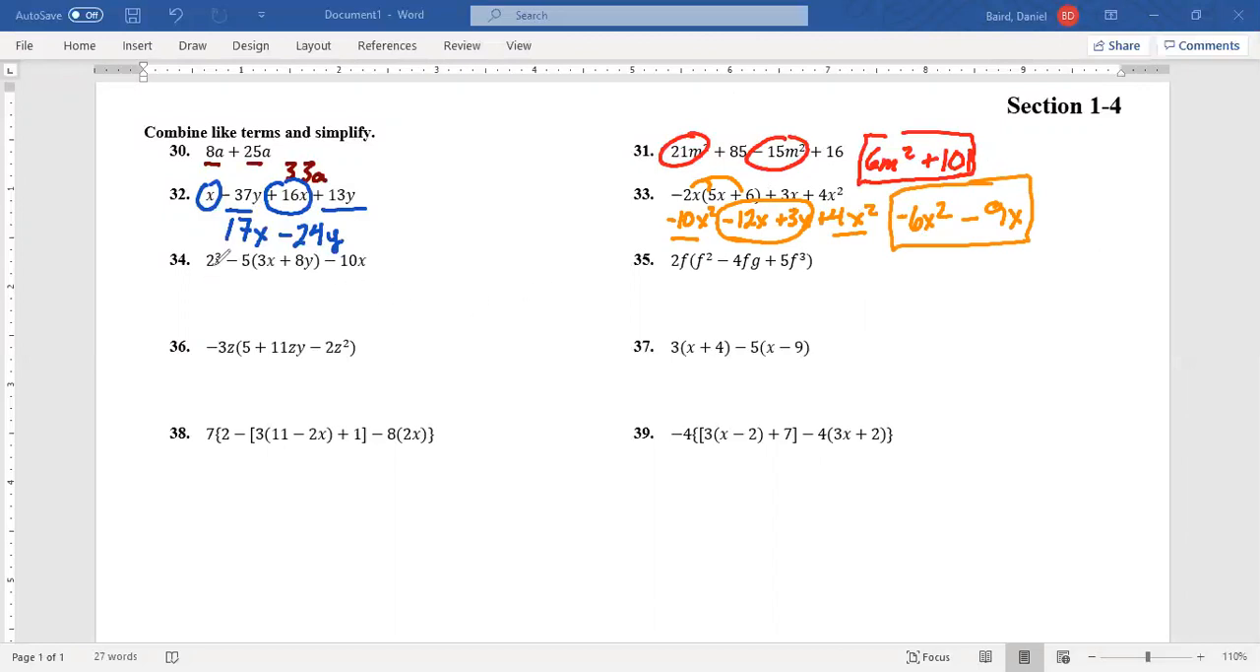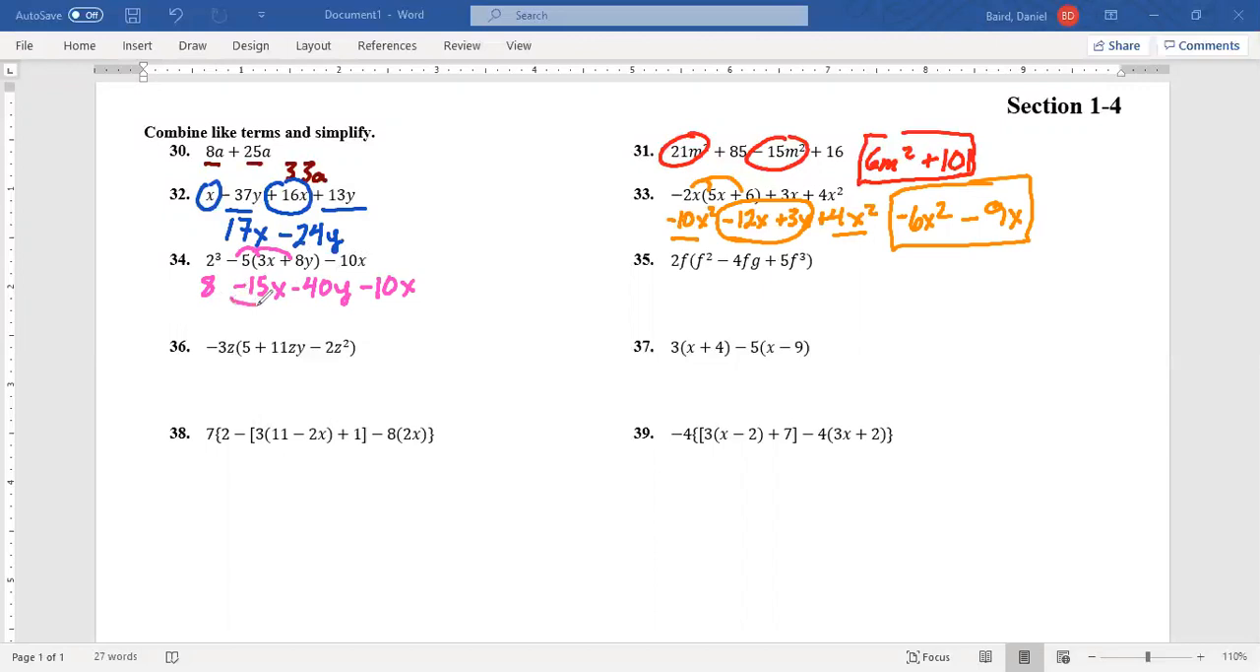Number 34. 2 to the third power, okay, that's 8. And then this negative 5, now watch, the negative has to go in with it. So it's a negative 15x minus 40y, and then minus 10x. Okay, so far so good. They're just the one number, 8.